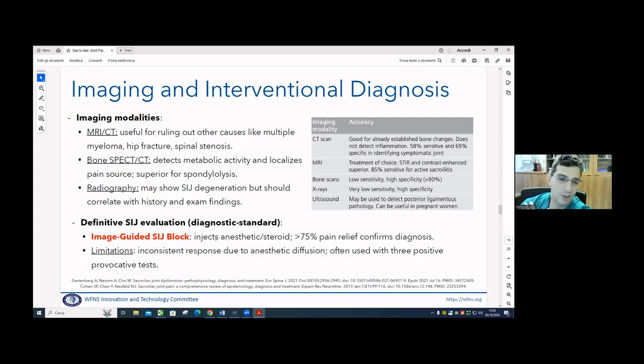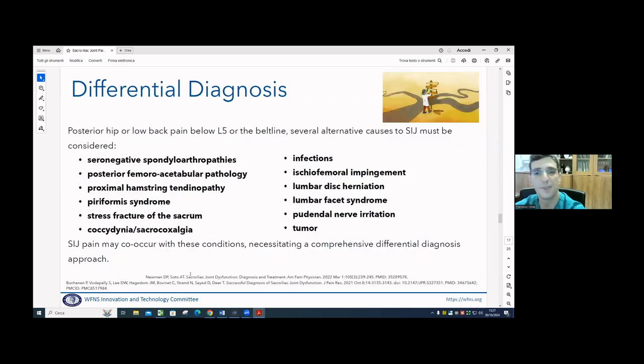So it is an invasive procedure that can help in the diagnosis. Obviously, there is some limitation in this test because there is sometimes an inconsistent response due to the anesthetic diffusion, and we must be sure regarding the position. So it's essential to perform it image guided. Usually, some authors use echography. Better is radiography. Others perform it with a CT scan. So we can use all of these.